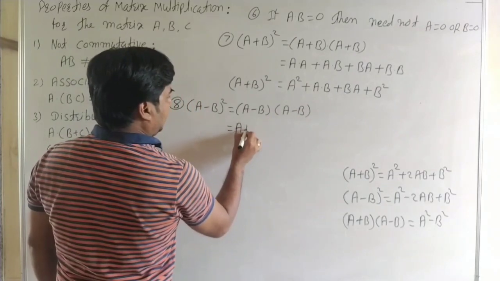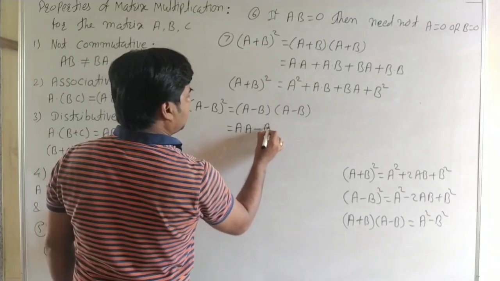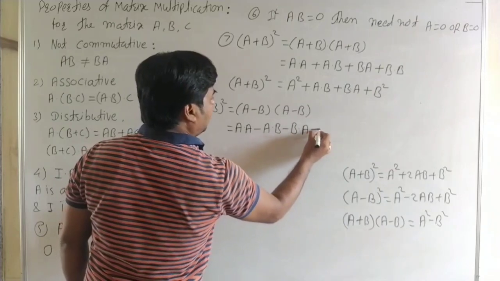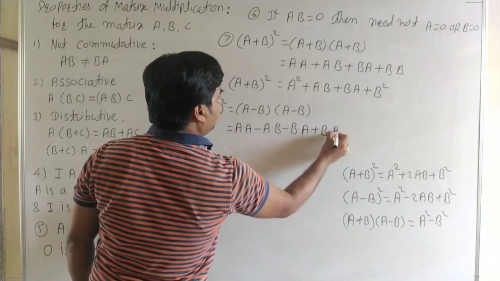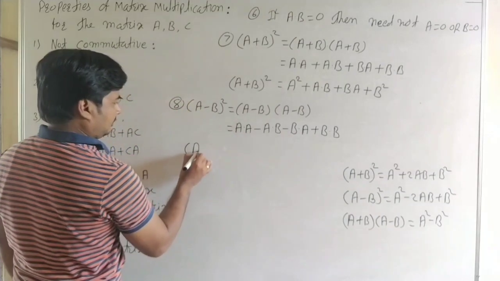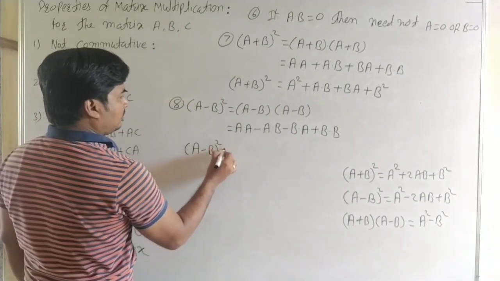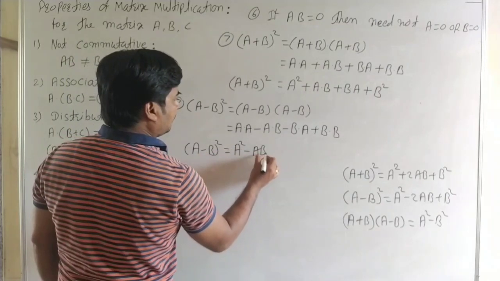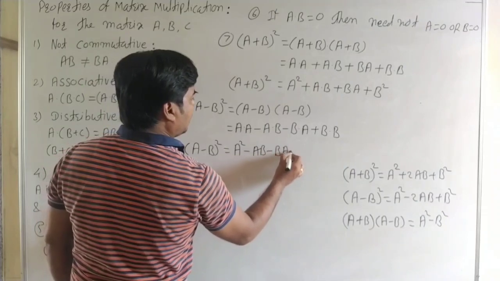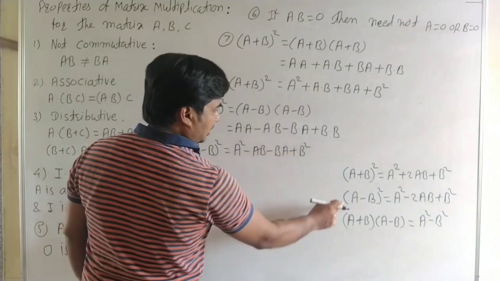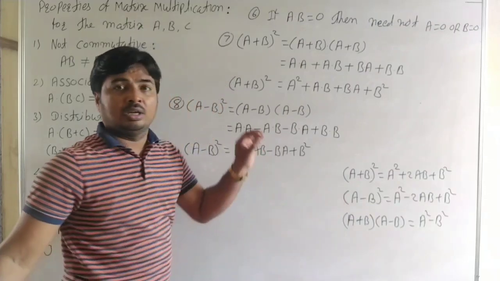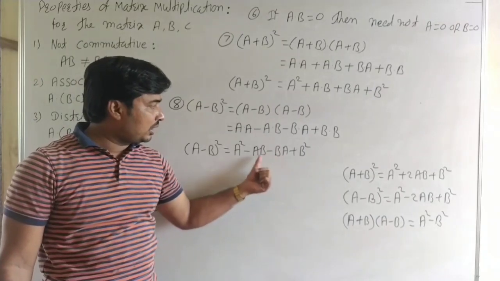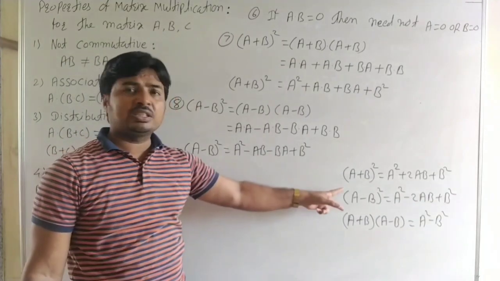It is A into A minus A into B minus B into A plus B into B, so (A−B)² can be written as A² − AB − BA + B². This does not hold for matrices because matrix multiplication is not commutative. Both are not equal. If both are equal, then this condition is satisfied.